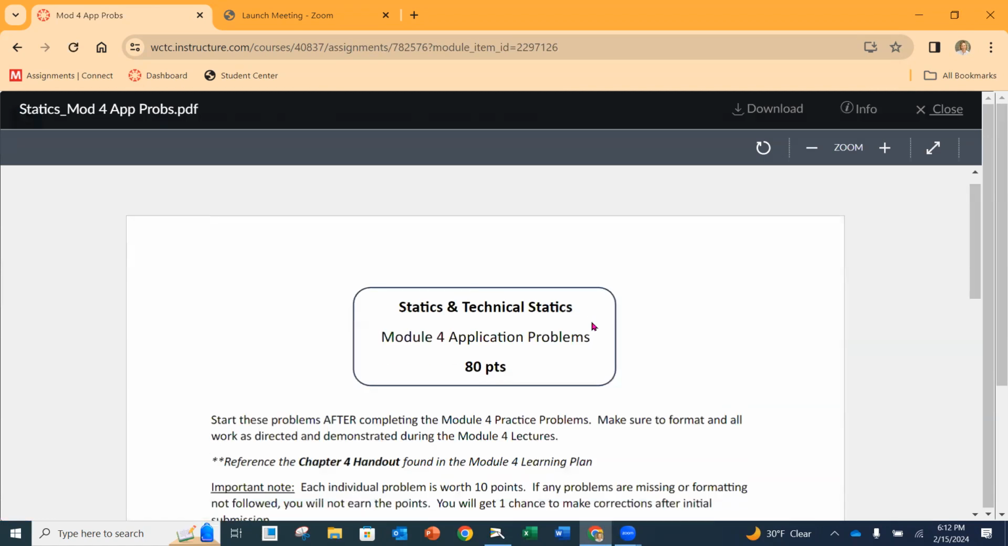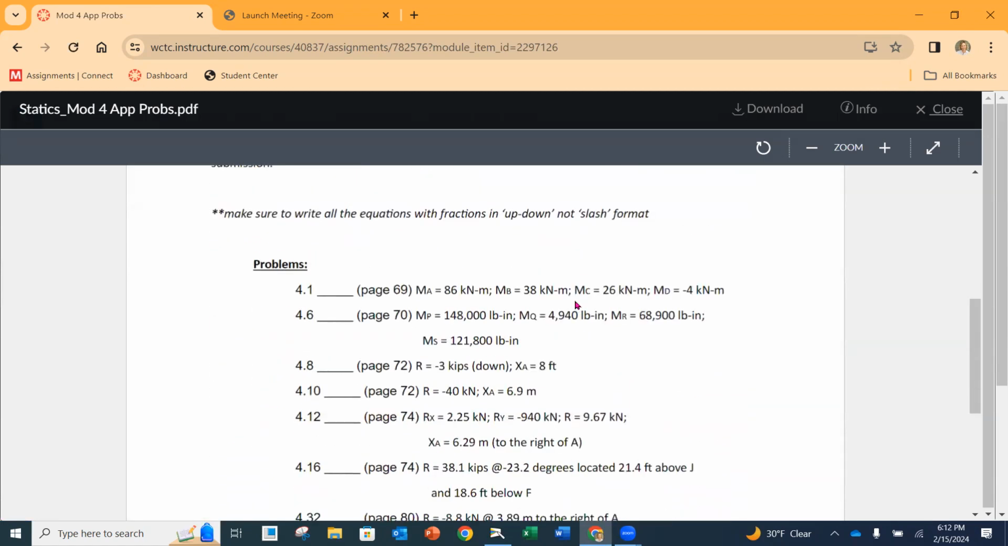Kind of, it's my favorite. All right, so the first two problems are summing moments around points. So 1 and 6 are going to be the first section that we just got done with. The problems that pertain to what we're looking at right now are on page 72. It's 4-8 and 4-10. So let's take a peek over there.